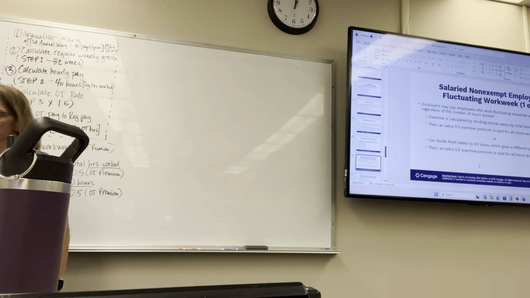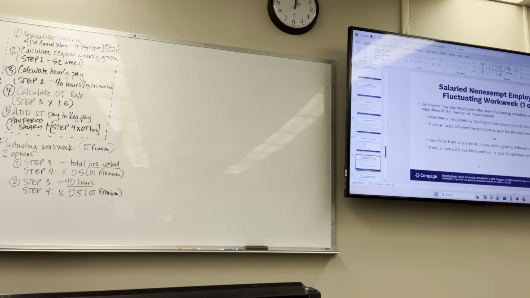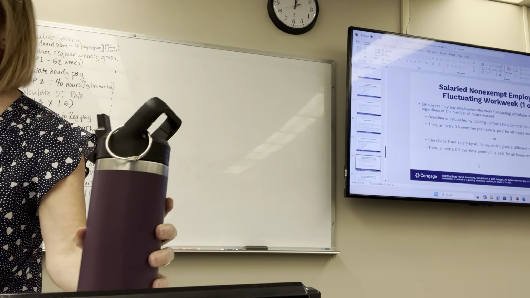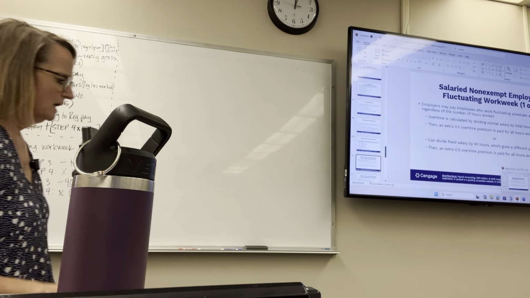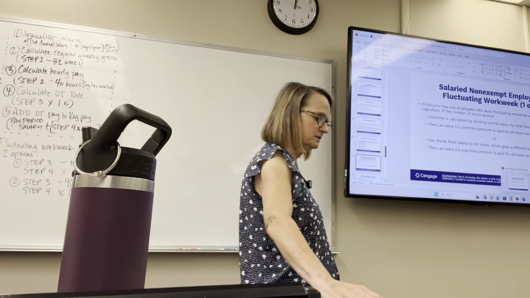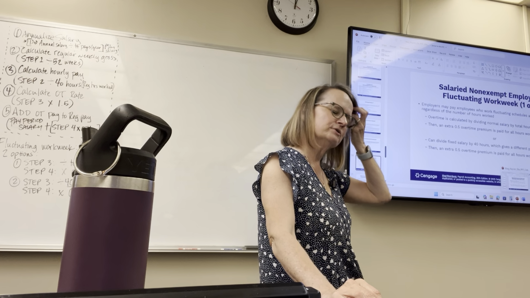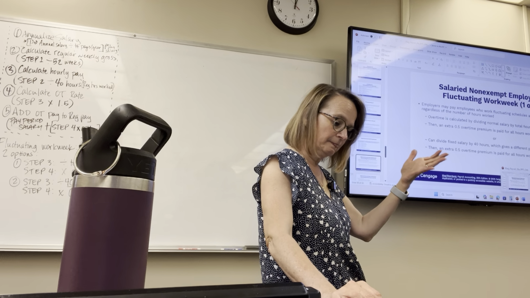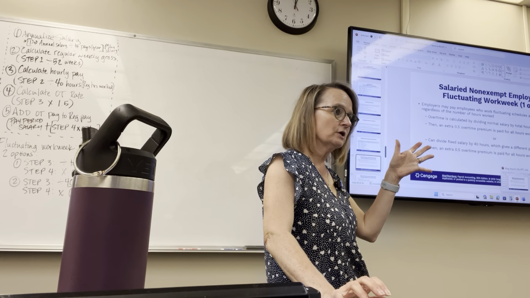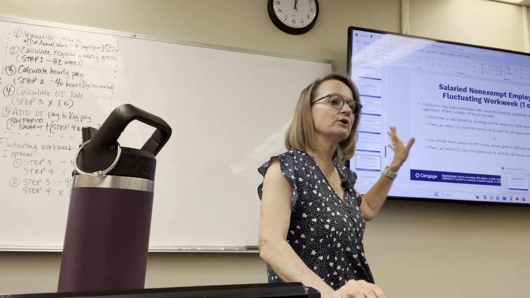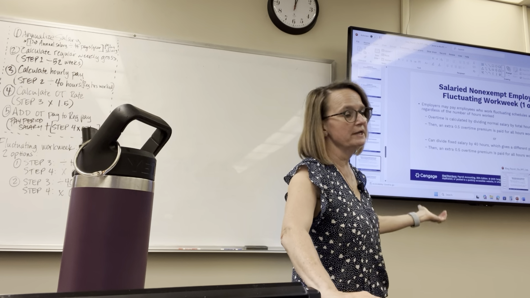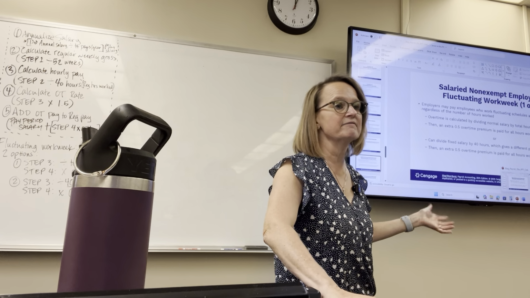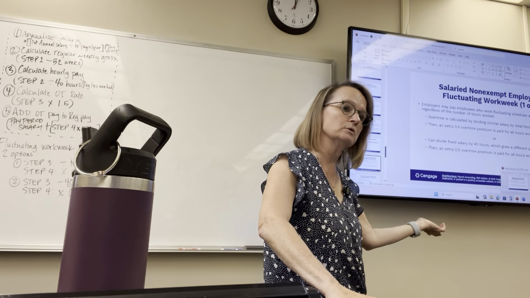All right, so the next part we need to talk about is this concept of fluctuating work weeks. Some employees are entitled to overtime pay, but they don't work regular hours every week. Like in our examples, these were employees that regularly worked 40 hours or regularly worked 35 hours. So every week they had a schedule of work.